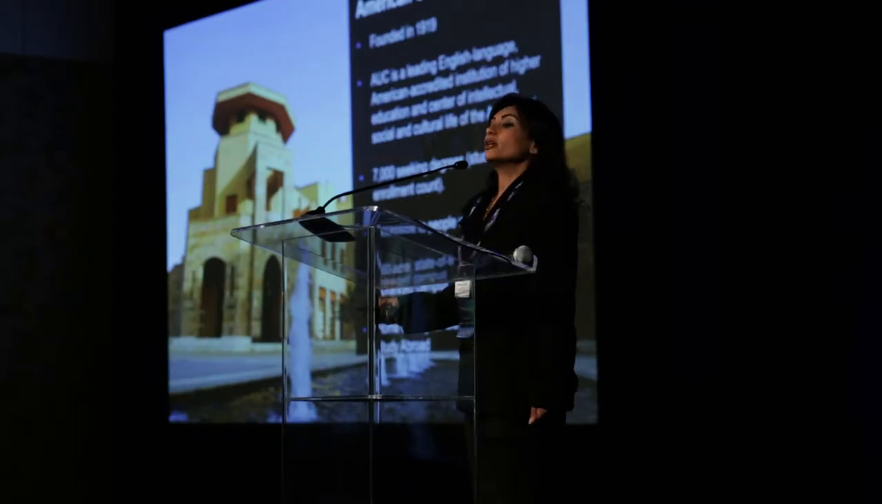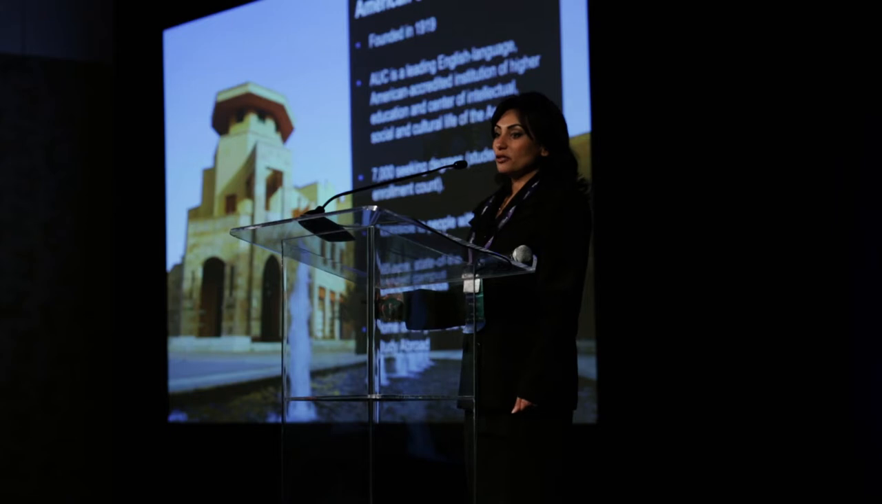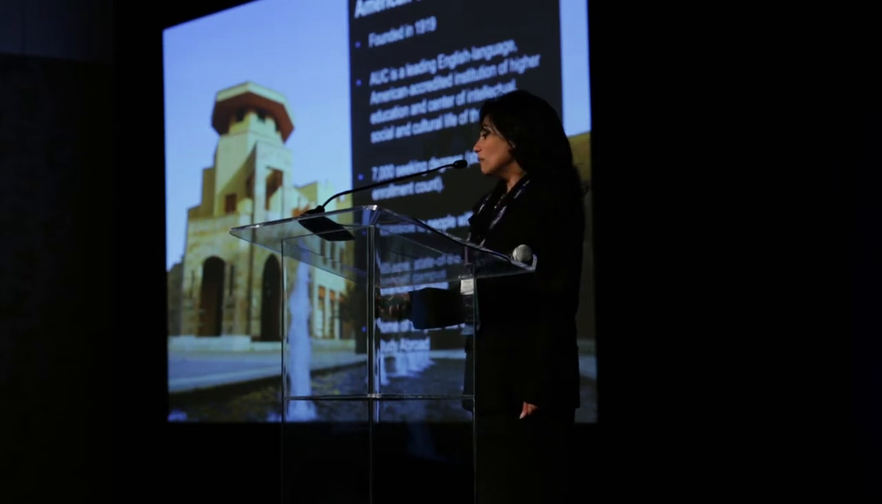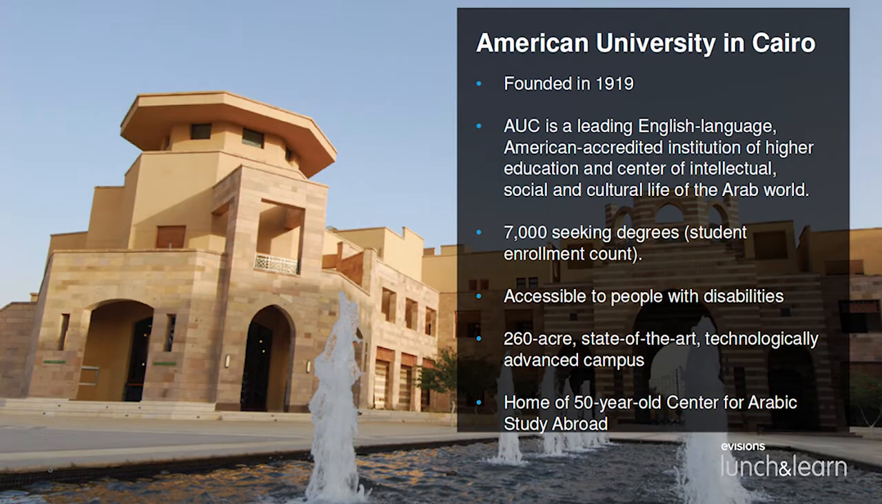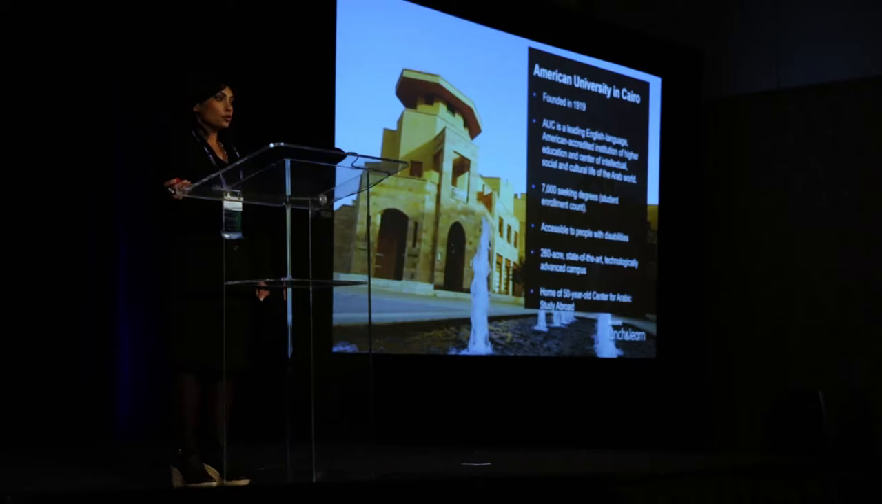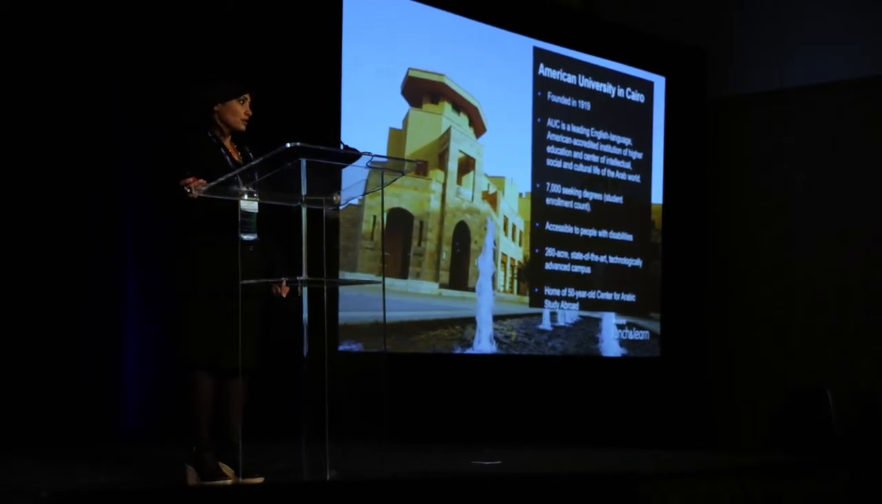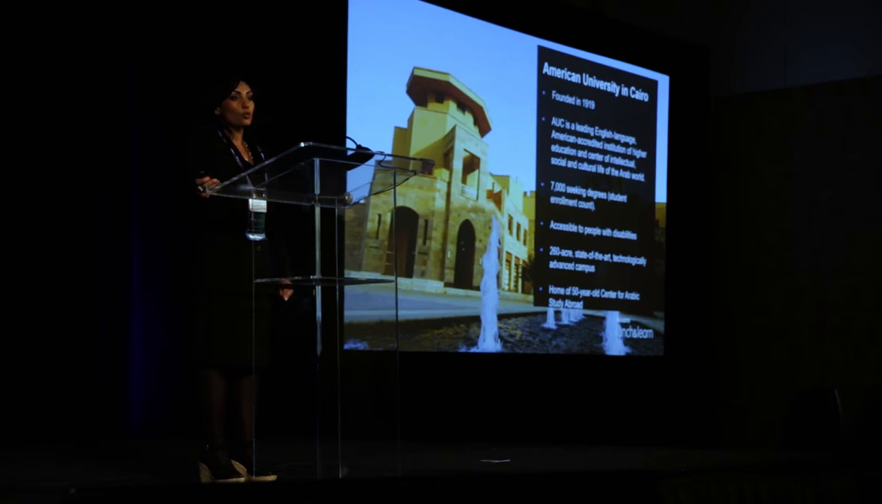Now, let me tell you about our institution, the American University in Cairo. It has been founded since 1919. AUC is a leading English language American accredited institution for higher education and center of intellectual, social and cultural life in the Arab world. We are not a big institution, the enrollment is just 7,000, but we are always trying to provide the best practices and have things done properly for our students.